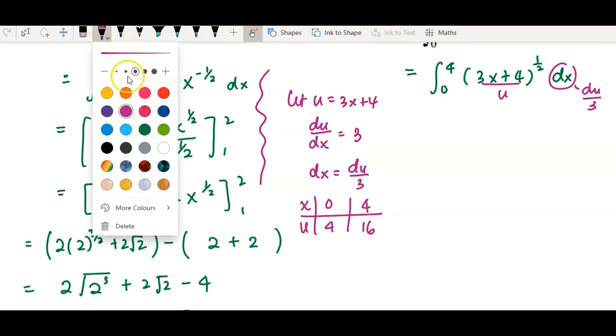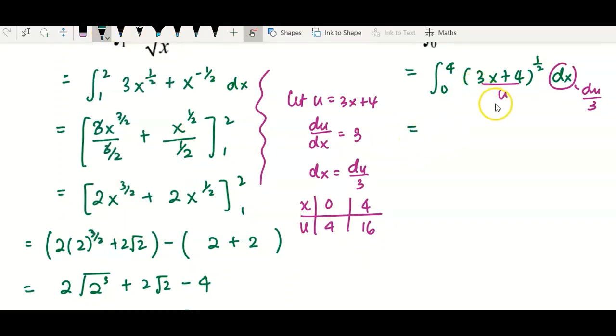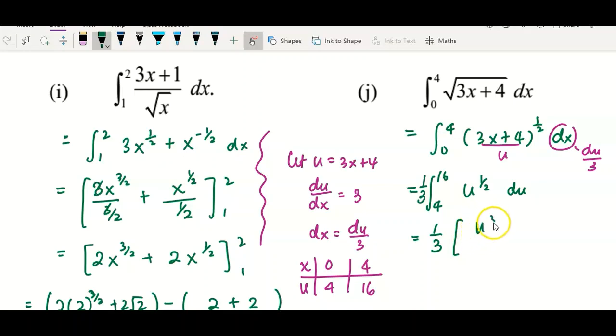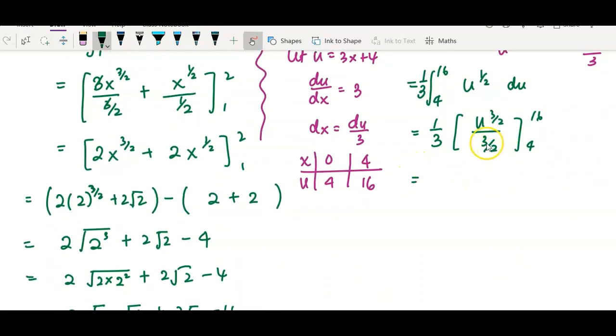Now I need to substitute into the question so that everything will be in terms of u. Now the new limits will be 4 to 16, and this will be u to the power of 1/2, and dx will become du over 3. The 1/3 I will put outside. So integrate, you have 2 u to the power of 3/2 over 3/2 times 1/3, and you can bring out the 3/2. It becomes 2/9 when you put it outside.